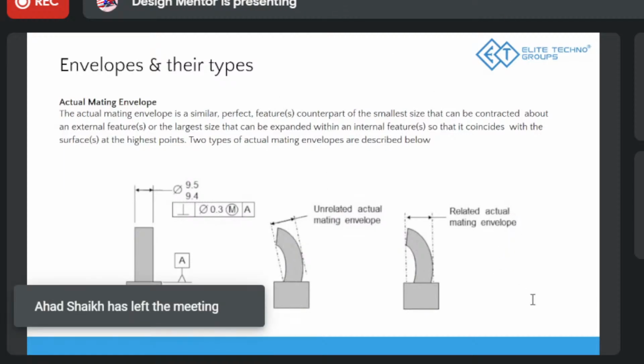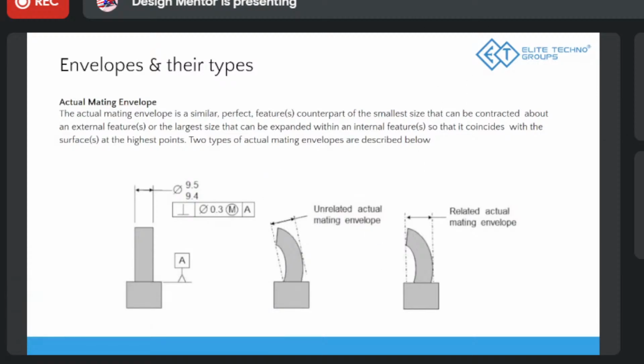So just have this: we have to see what is a feature, and we have two types of feature, internal and external. What is a feature of size, and we have two feature of sizes, that is regular and irregular. Now we have envelopes and we have two types of mating envelopes, that is unrelated and related. Okay.